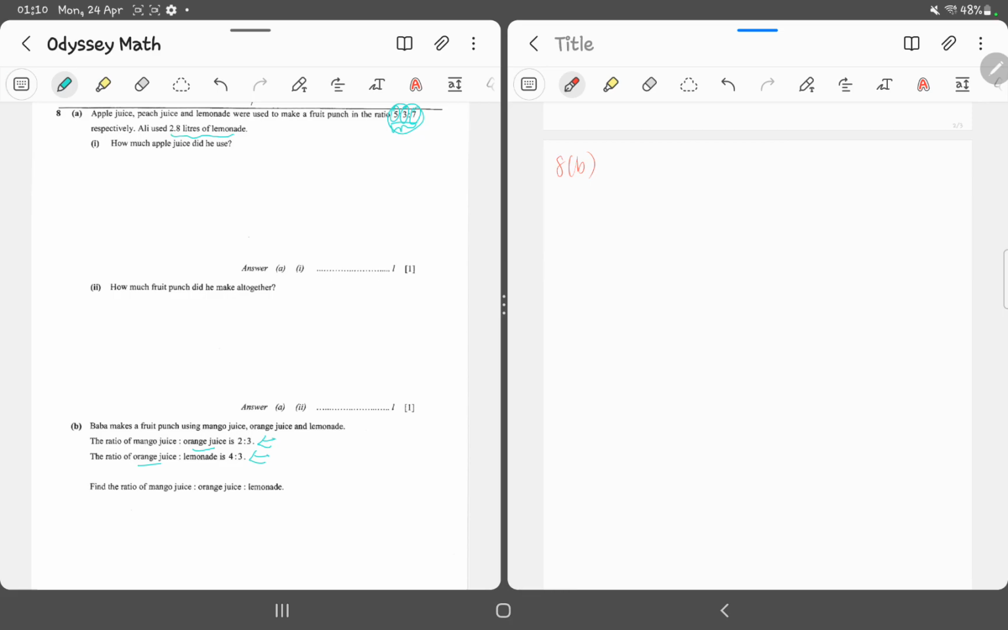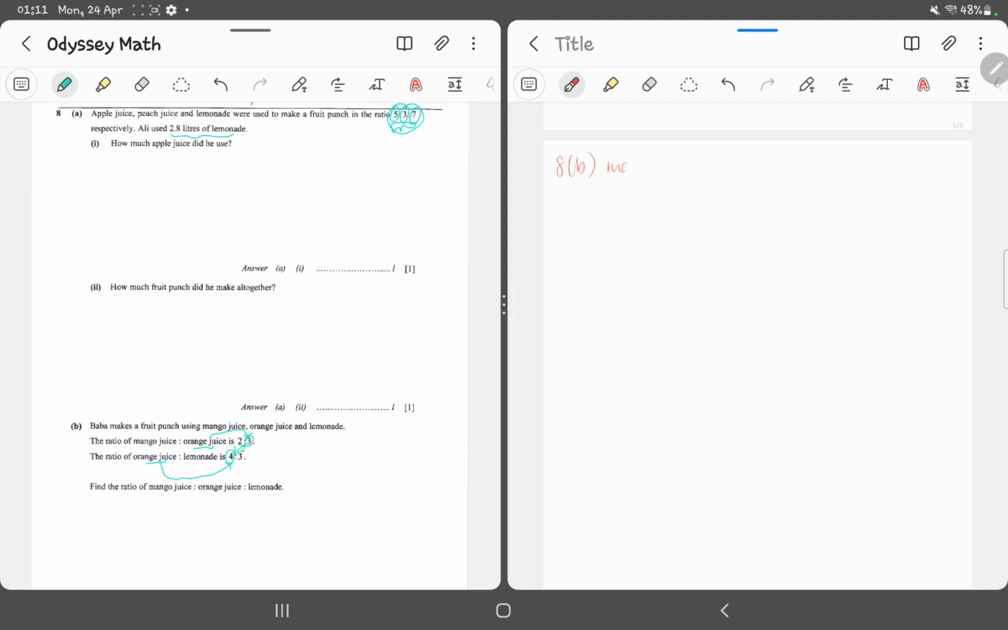Okay, so what you do is to try to make the ratio of the orange juice over here the same as the ratio of the orange juice over here. So let me repeat again. Okay, so you try to find the common item, that is orange juice. So this orange juice, the ratio is 3. This orange juice over here, the ratio is 4. So you try to make these two numbers the same, and then you combine the ratio together. Okay, so let me provide you the answer so you can understand better.